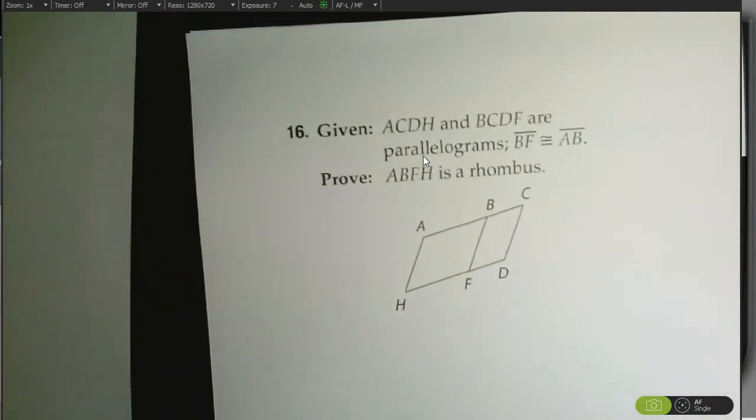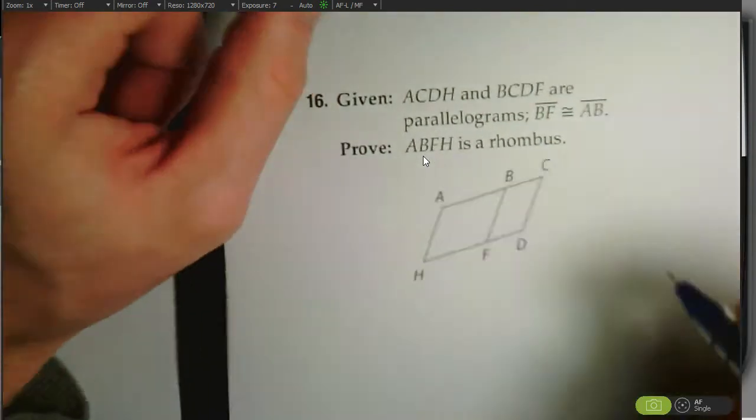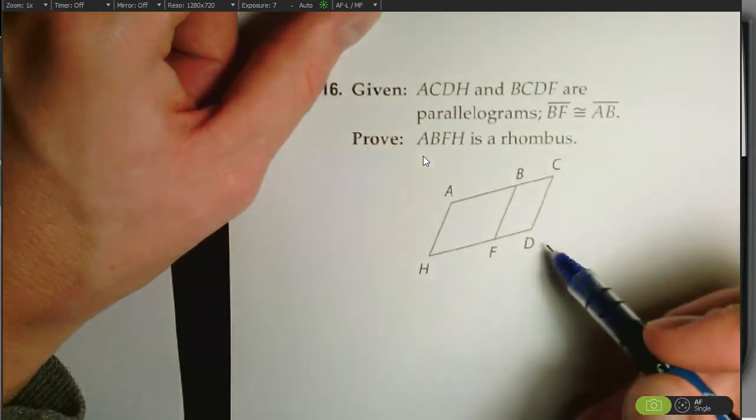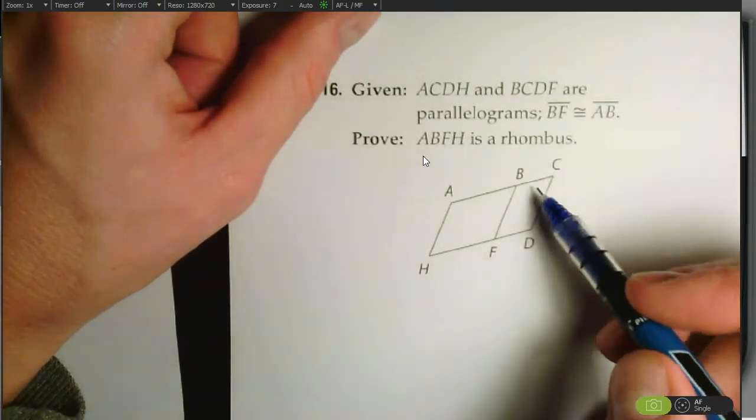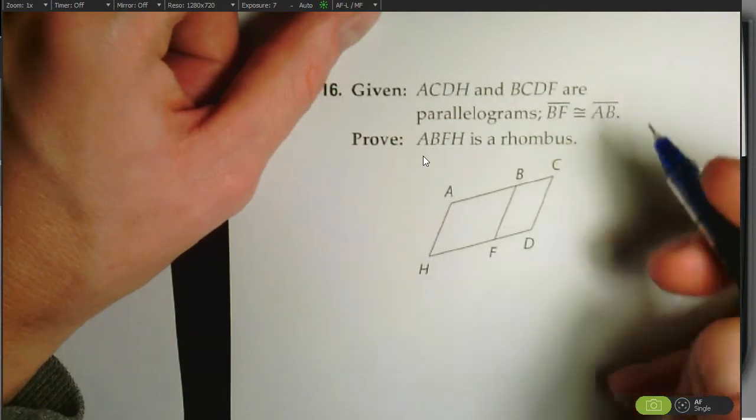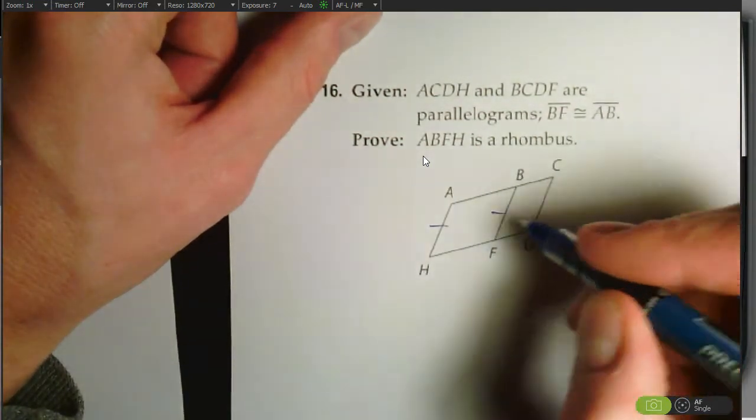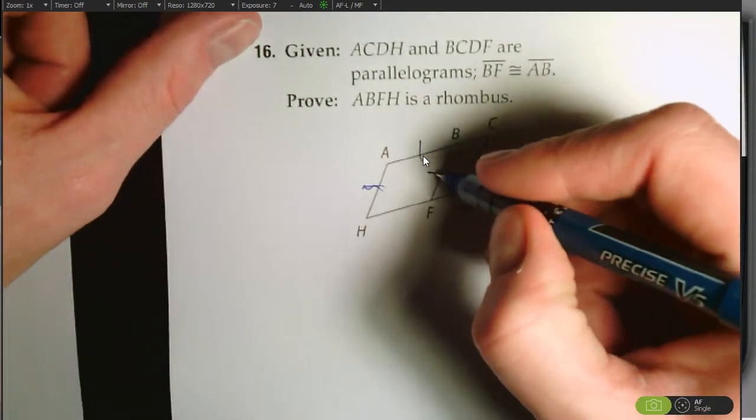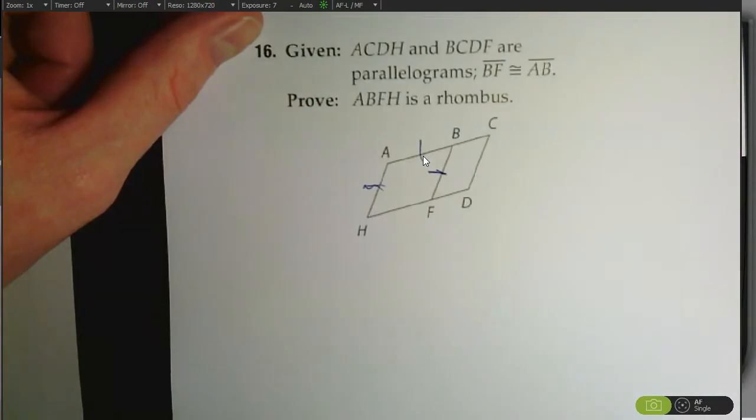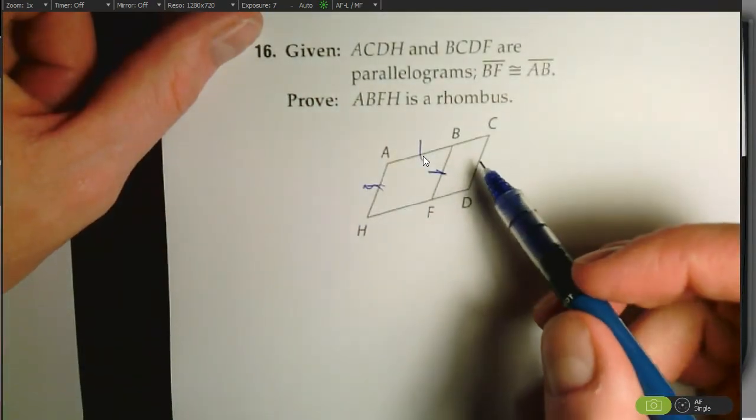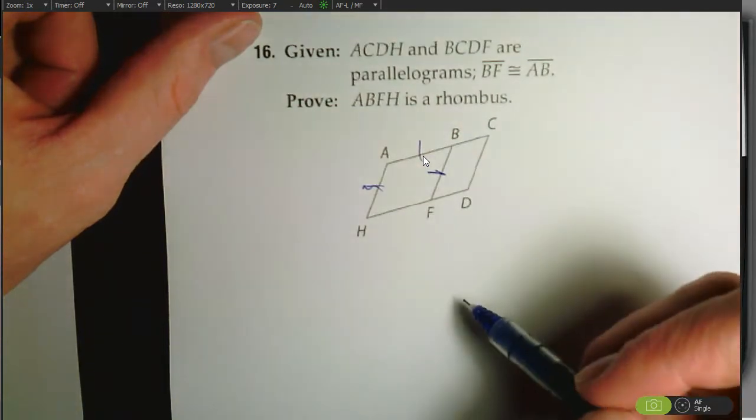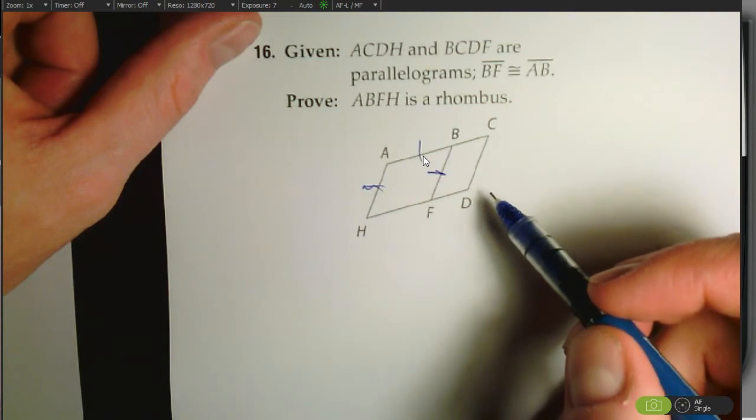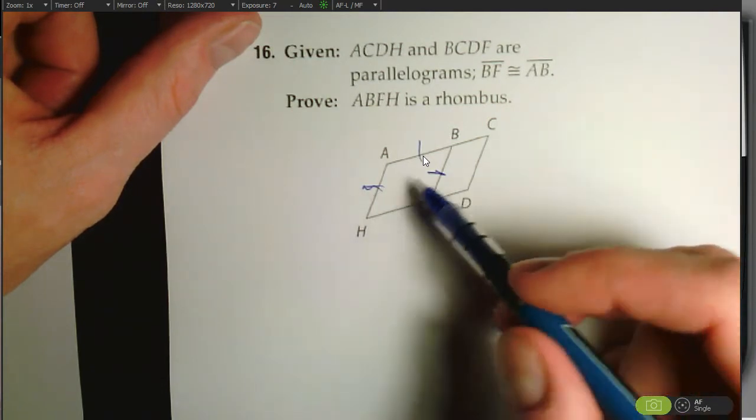16 from the homework. Okay. Your job is to prove that if we have two parallelograms, ACHD, excuse me, and BCDF, and then we know that BF equals AB, excuse me, we don't need that mark yet, prove that ABFH is a rhombus. Well, we're going to prove that ABFH is a rhombus by basically showing that we have opposite sides congruent.